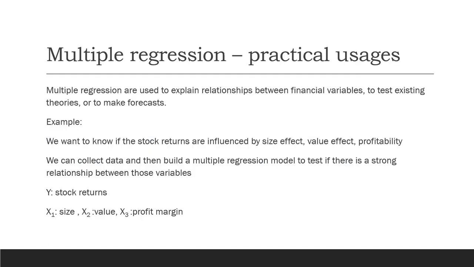Multiple regression is used to explain relationships between financial variables, to test existing theories, or to make forecasts. In this case, you build a model where the dependent variable is the stock return, and independent variables can be size, value, or profit margin, etc. So now let's go to the assumptions. It's important for you to understand each individual assumption, and also how it affects the model if one of the assumptions is violated. Learning about the assumptions is very important.